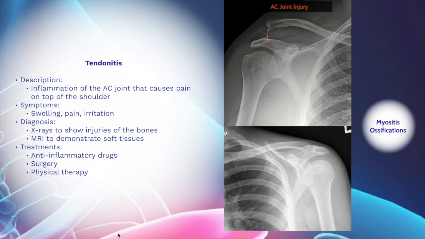The diagnosis for the tendonitis will be an X-ray to show injuries of the bones or an MRI to demonstrate soft tissues. Some treatments will be anti-inflammatory drugs, surgery, or physical therapy. So on the top right corner, you can see an AC joint injury and the separation of the joint from the acromion. And in the bottom right corner, you can see a normal clavicle.